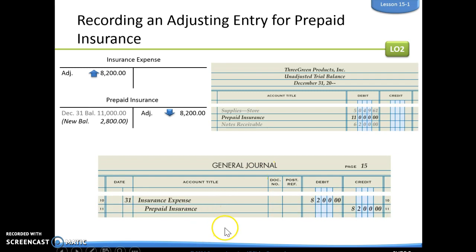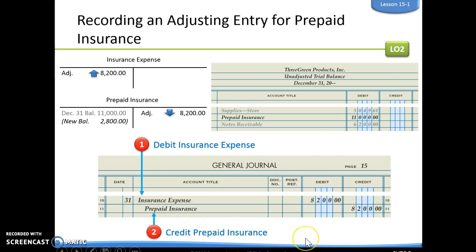Okay, here is how it will look in our general journal. We have a debit to our insurance expense, and we have a credit to prepaid insurance. These are expenses of doing business because we use that insurance throughout the fiscal period. Same with the supplies. It's an expense of doing business because we're using those supplies throughout the year.